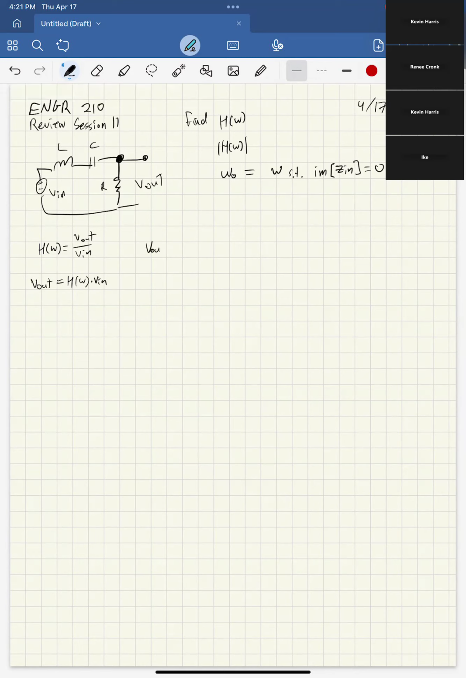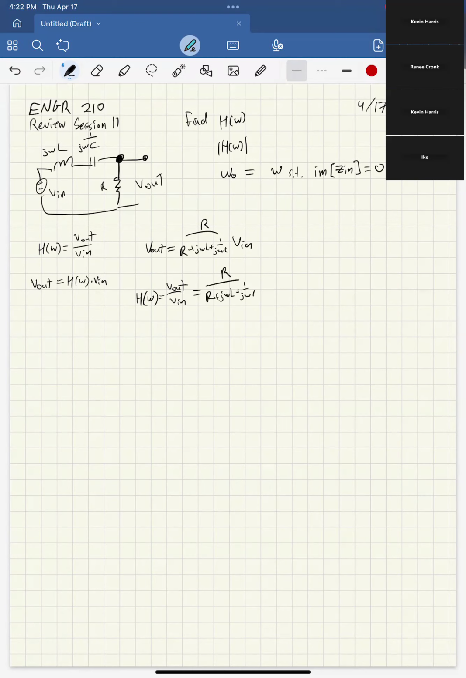So V out equals, and just to fill this in, this is J omega L, and this is 1 over J omega C, right? So V out is R over R plus J omega L plus 1 over J omega C, times V in. Then from that, you can instantly get that H of omega equals V out over V in by just dividing it over. What you're left with is R over R plus J omega L plus 1 over J omega C.